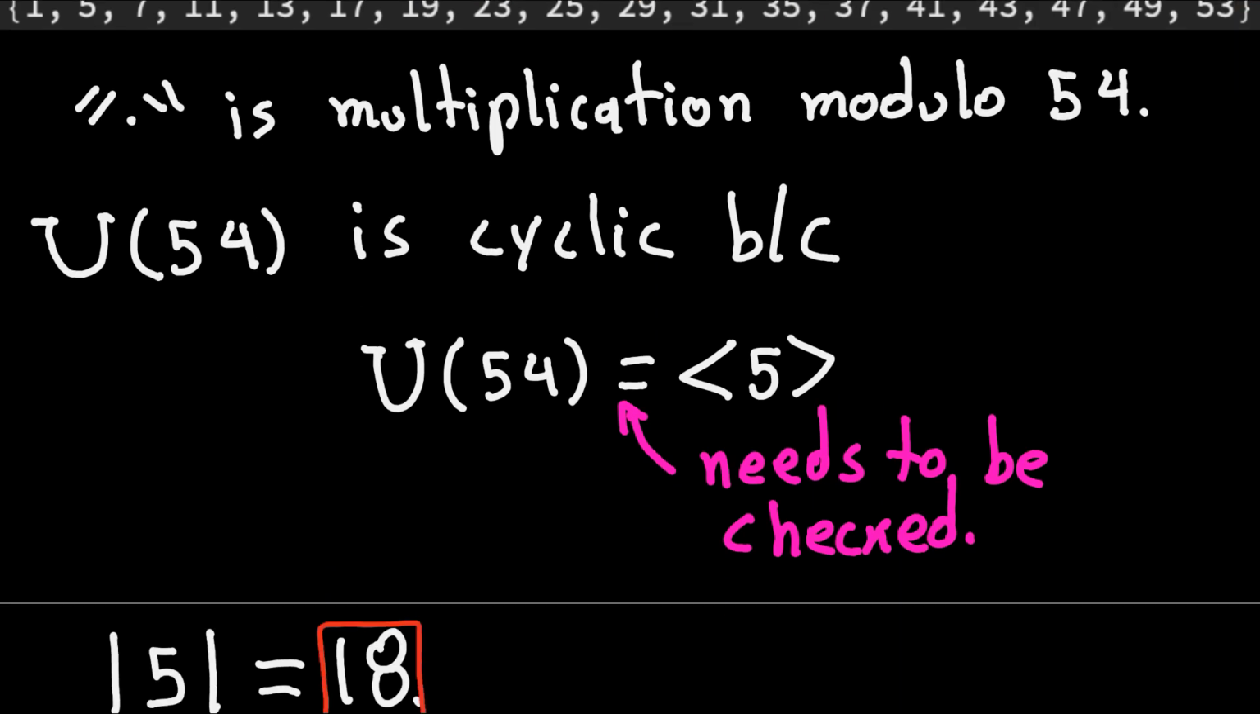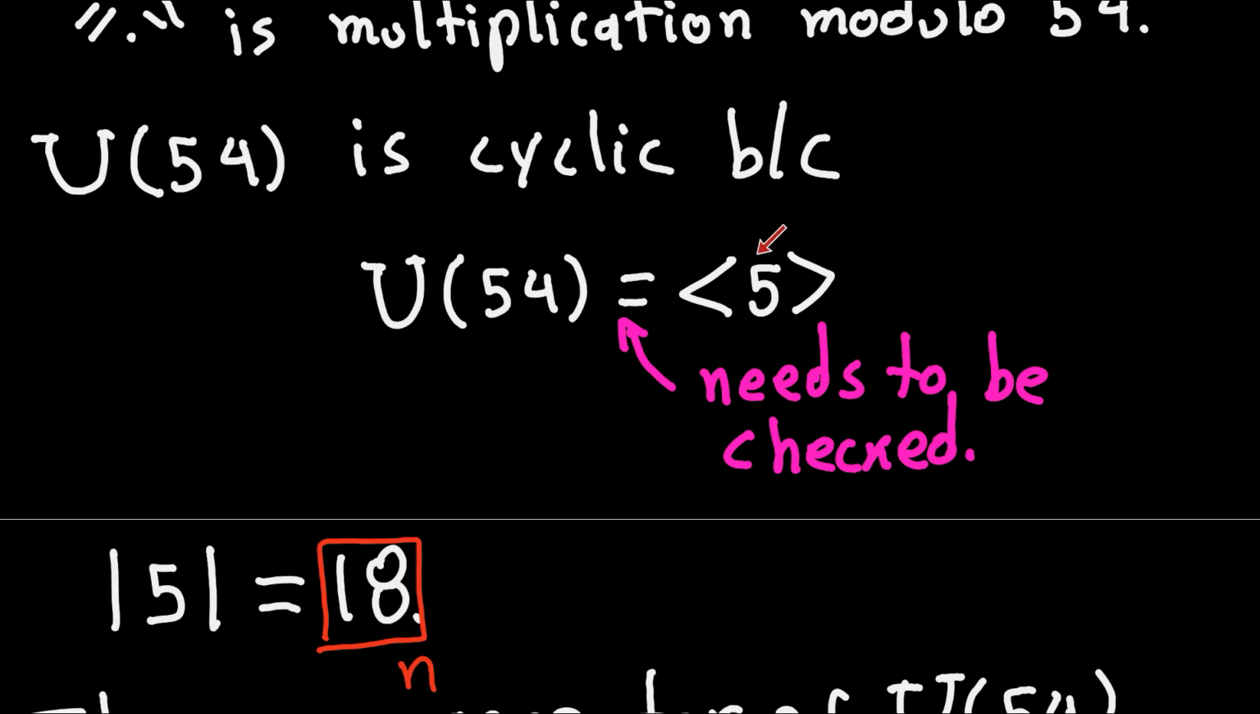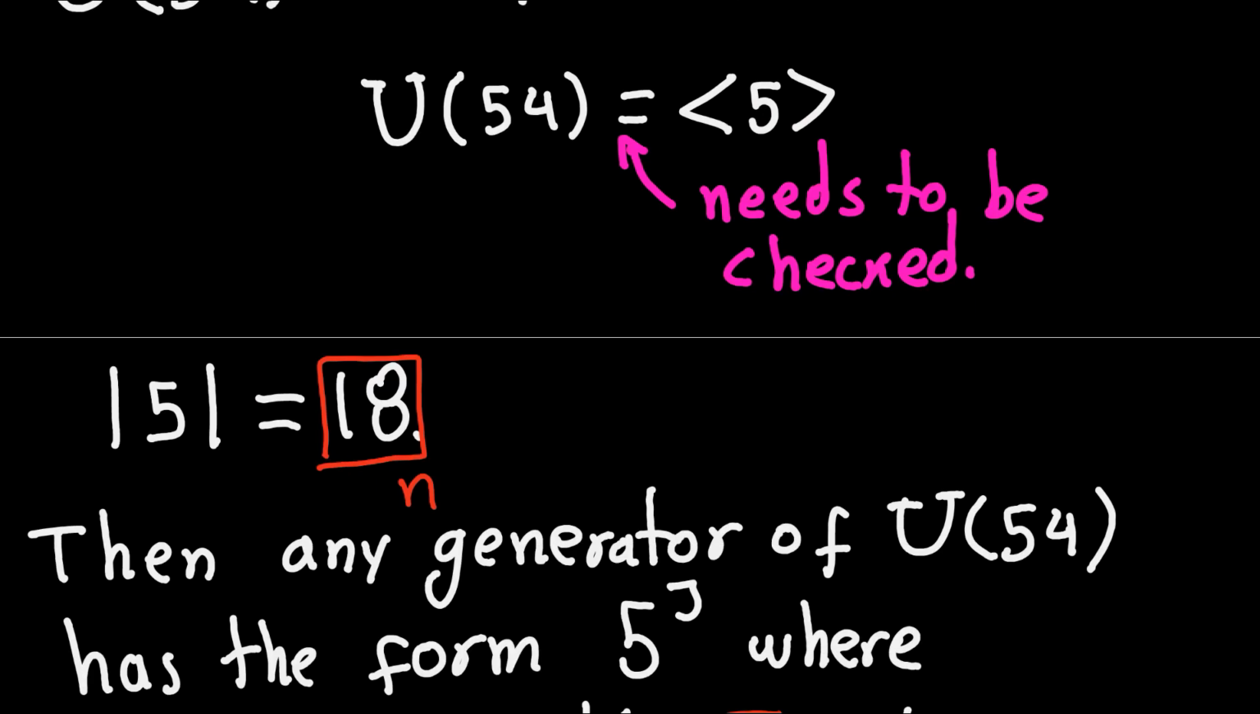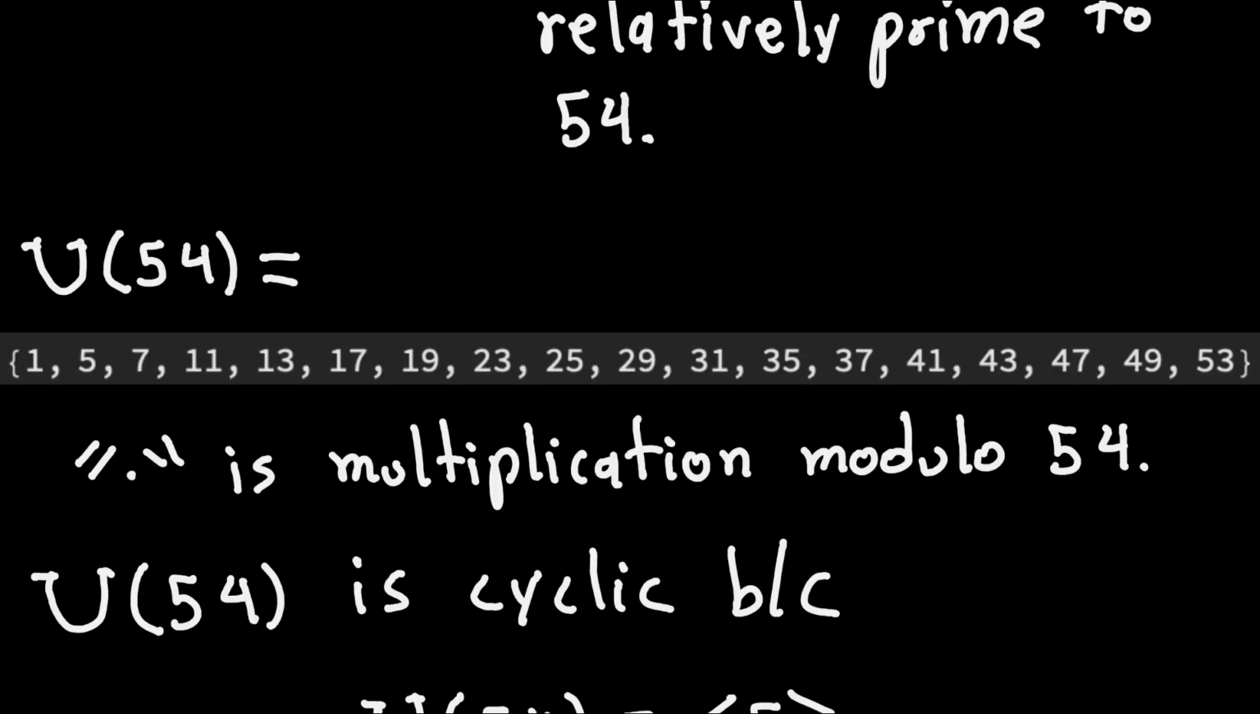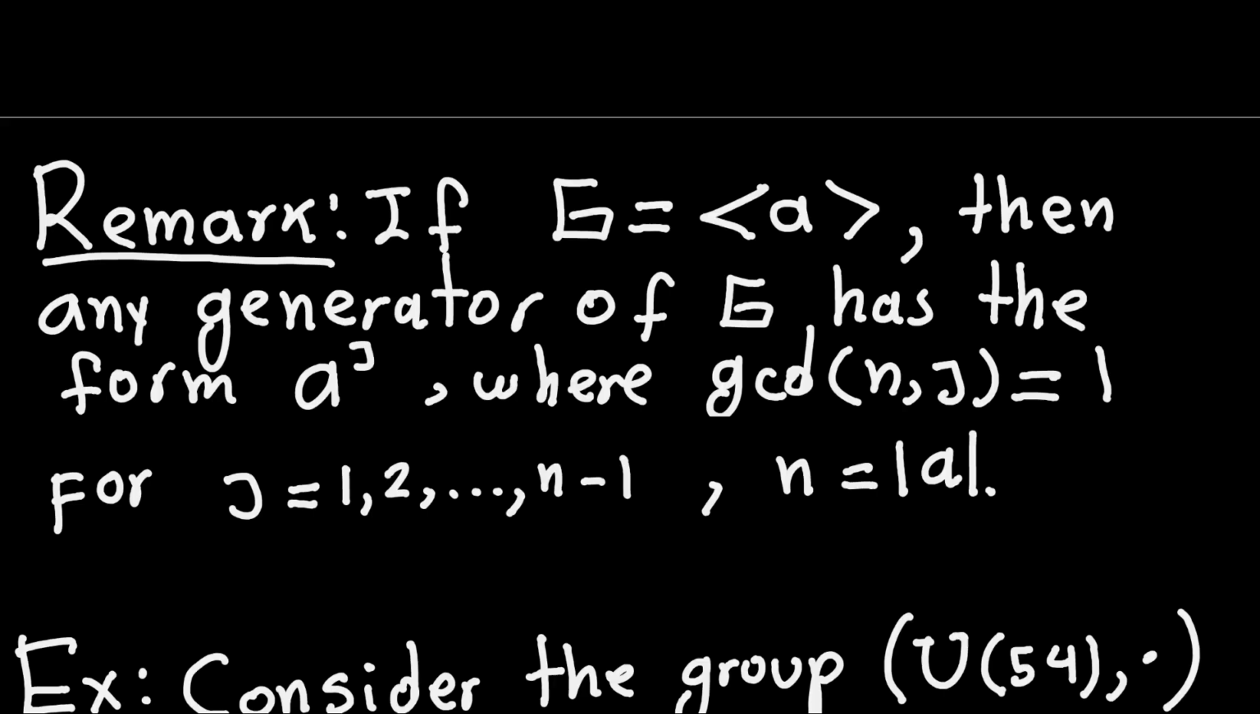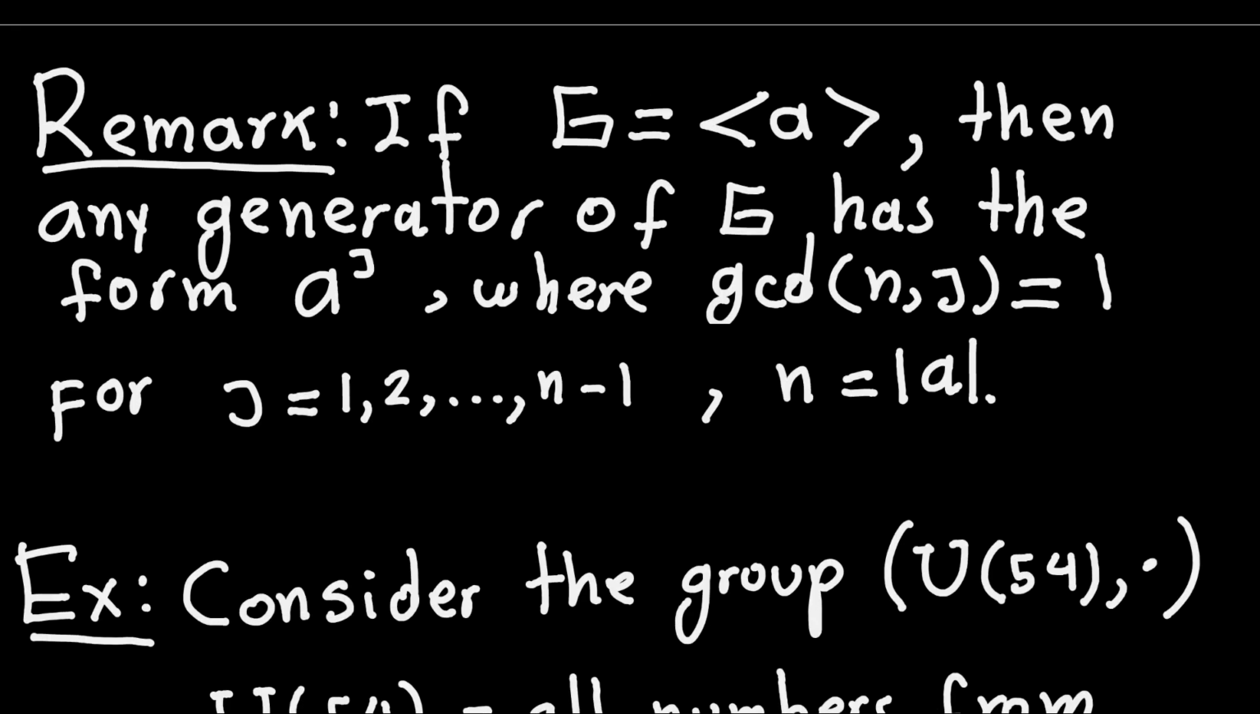Which is exactly the same as the order of the generator. The order of the generator of a group is always equal to the number of elements in that group. So in this case, the order of the generator will be 18. In our case, we call that n. N, in the result that I just recalled at the beginning of this lecture, is the order of the generator.